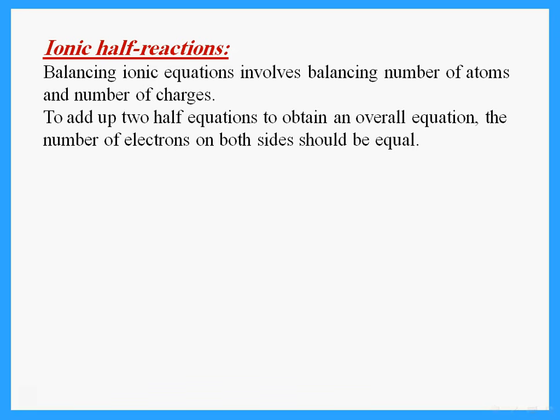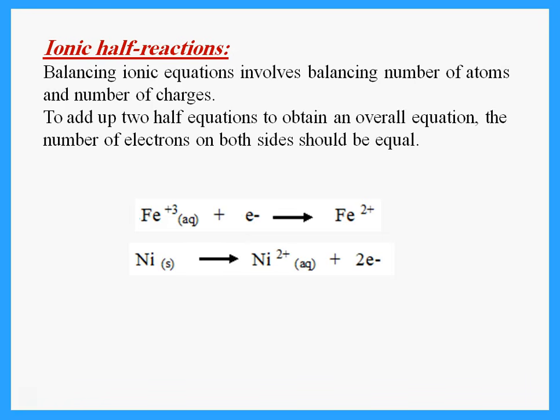If we have a reaction, we're supposed to balance it. For example, I have this reaction between iron 3+ and nickel, and it is supposed to give iron 2+ plus nickel 2+. When we divide it into two, the iron 3+ gains electrons and becomes iron 2+. The nickel is the one that loses electrons and becomes nickel 2+.